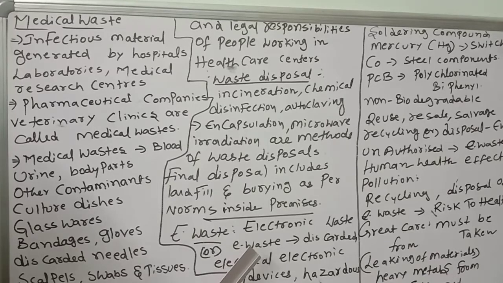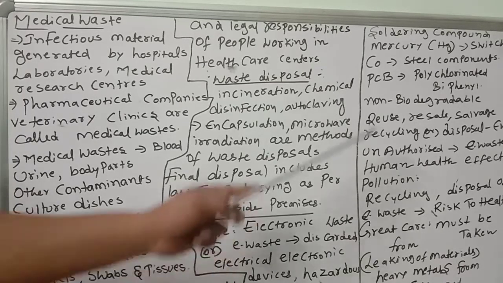The disposal of this electronic waste is a growing problem because electronic equipment frequently contains hazardous substances. In your personal computer, for example, what will be there? There may be lead in the cathode ray tube. CRT is there or not? Cathode ray tube, lead is there. Very dangerous.